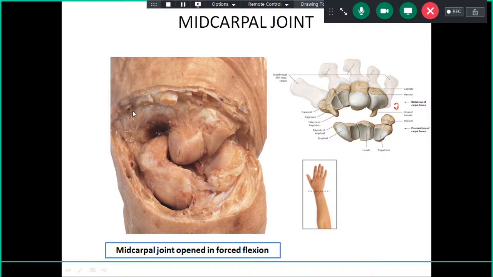There is something very beautiful in this dissection specimen, what do you think this is? Let's revise. Can somebody tell? What is this that has been cut here? Extensor. I said it is forced flexion. In forced flexion when we cut from here, how would the flexor retinaculum be cut?